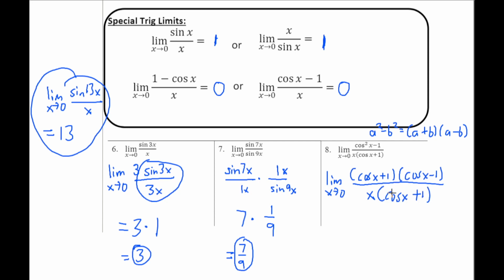And you can see if you do this correctly, the cosine x plus 1 cancels out on the top and bottom. And then you get the limit as x approaches 0 of cosine x minus 1 over x. And you see that's the same as this identity right here. So therefore, the answer to this question is just going to be 0. And you can circle that too. The answer is just 0 right there.